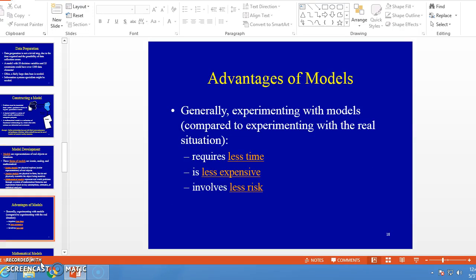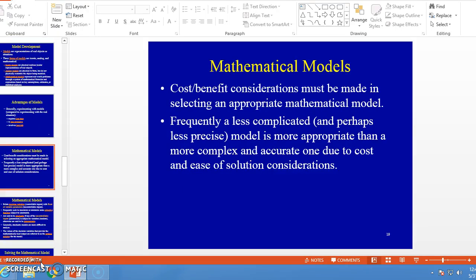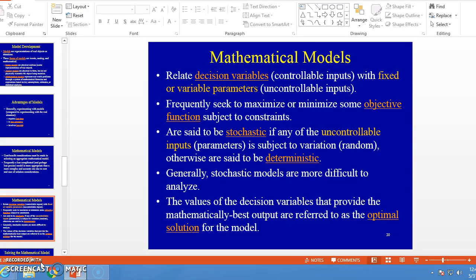The next one is advantages of models. Generally, experimenting with models requires less time, is less expensive, and involves less risk. The next one is mathematical models. Cost or benefit considerations must be made in selecting an appropriate mathematical model. Frequently, a less complicated model is more appropriate than a more complex and accurate one due to cost and ease of solution considerations.